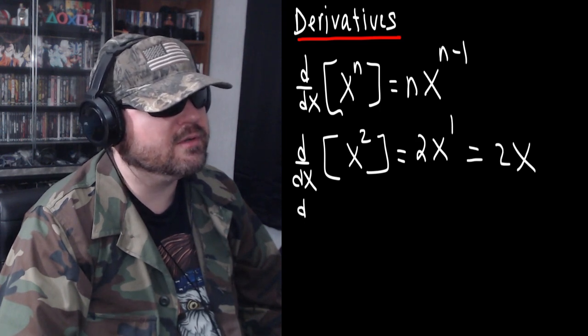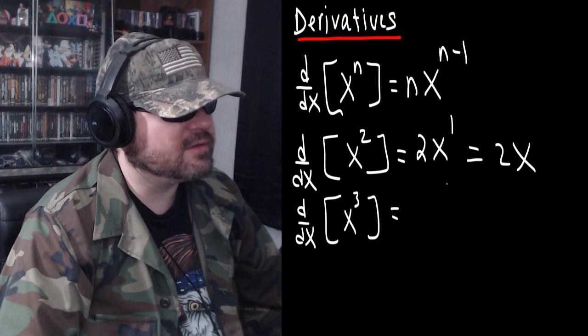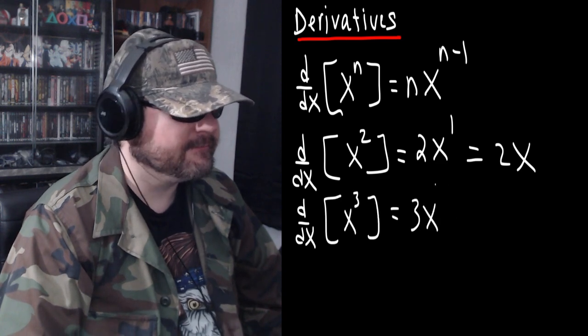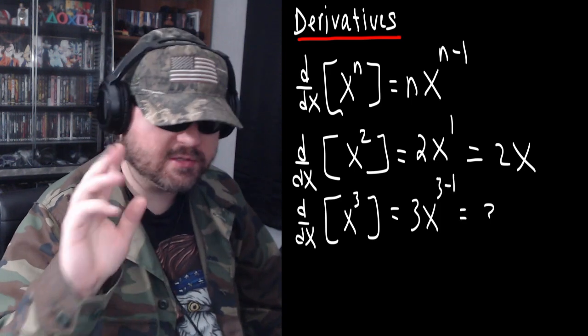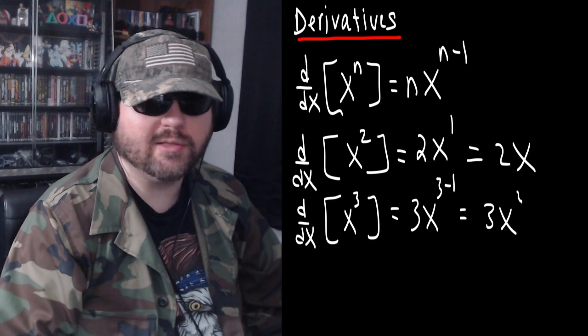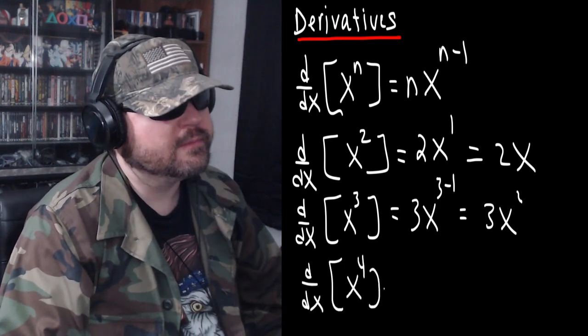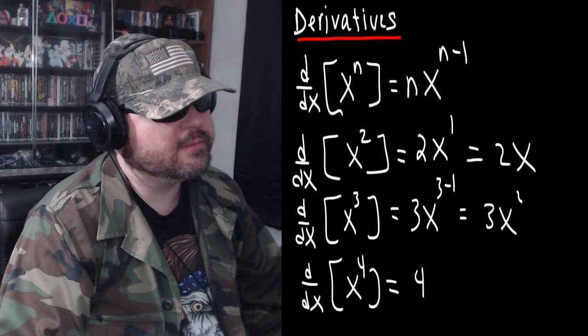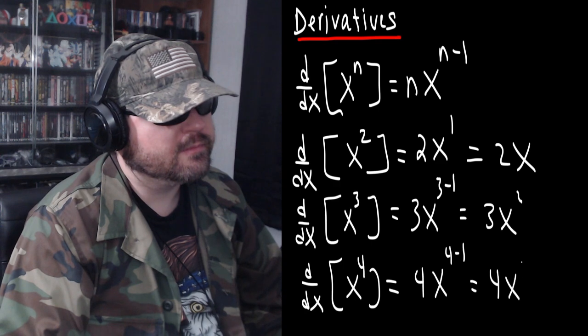If we want to find the derivative of, let's say, x cubed, n is just 3, so it's going to be 3x to the 3 minus 1, which is 3x squared. Now, if we want to find the derivative of x to the 4th power, it's going to be 4x raised to the 4 minus 1, which is 4x cubed.